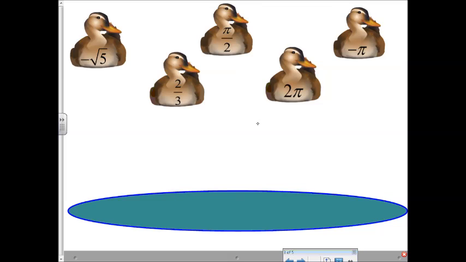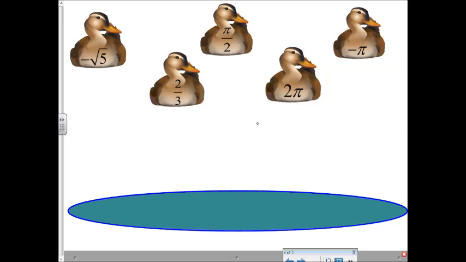Here we have some ducks. Some of them have irrational numbers, anything with pi. Some of them have rational numbers, they're fractions. We are able to put these ducks in a row by finding their rational approximations.